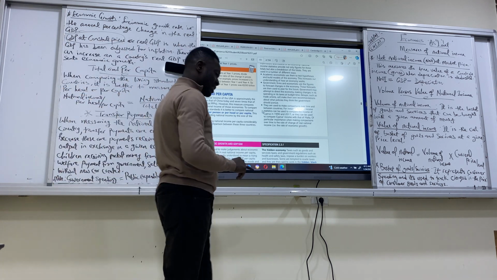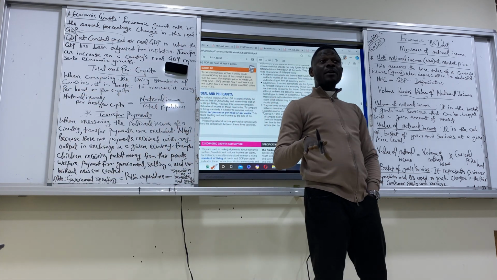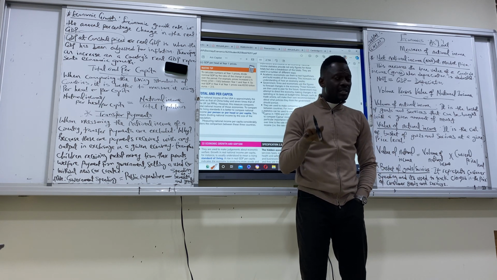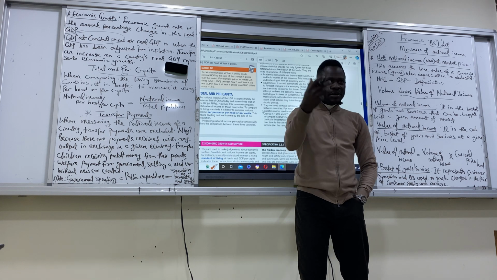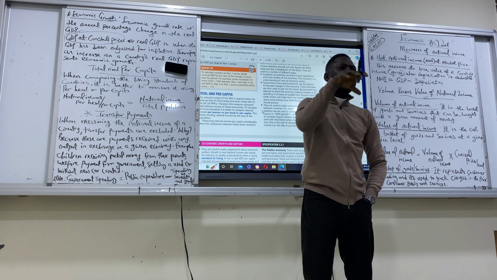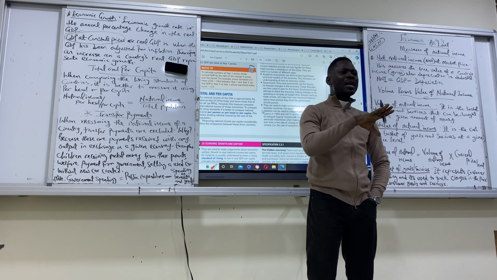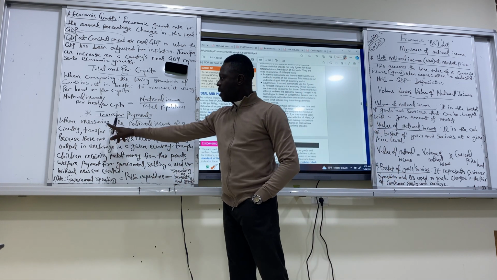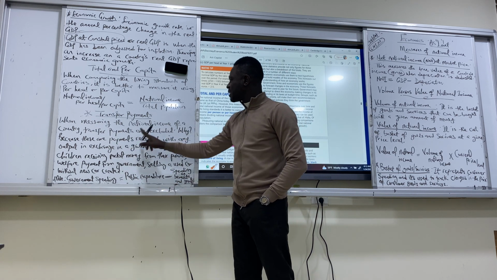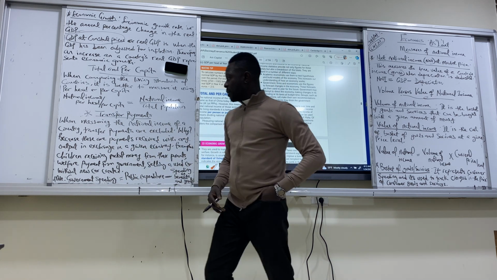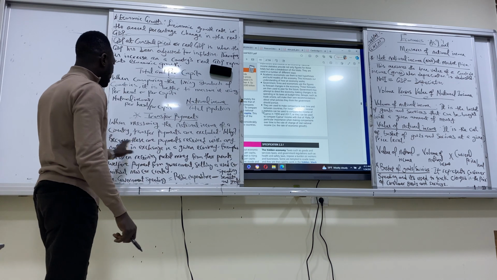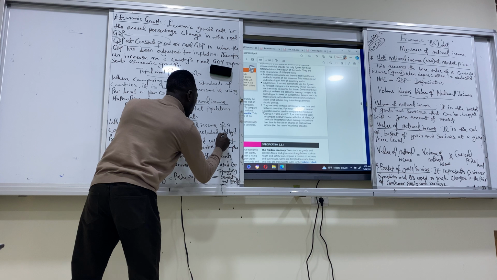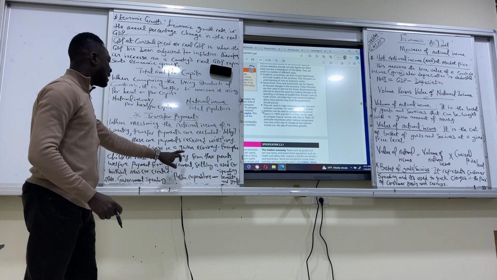So what is transfer payments? These are amounts of money we get that we did not produce any output for. That's what we call transfer payments. Listen, transfer payments means you receive a certain amount of money without you producing, without you servicing, without you doing anything. That's what we call transfer payments. So look at what I wrote here. When measuring the national income of a country, transfer payments are excluded. Why? Because these are payments received without any output in exchange in a given economy.